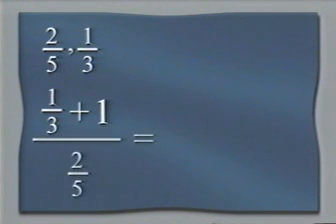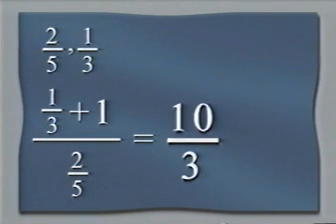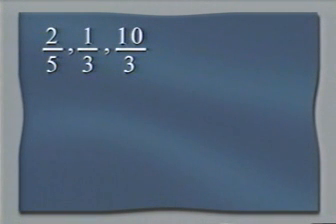And then divide that new number by the first number, in this case 2/5. And 4/3 divided by 2/5 happens to be 10/3. We then take this 3-number sequence. We now have 2/5, 1/3, 10/3.